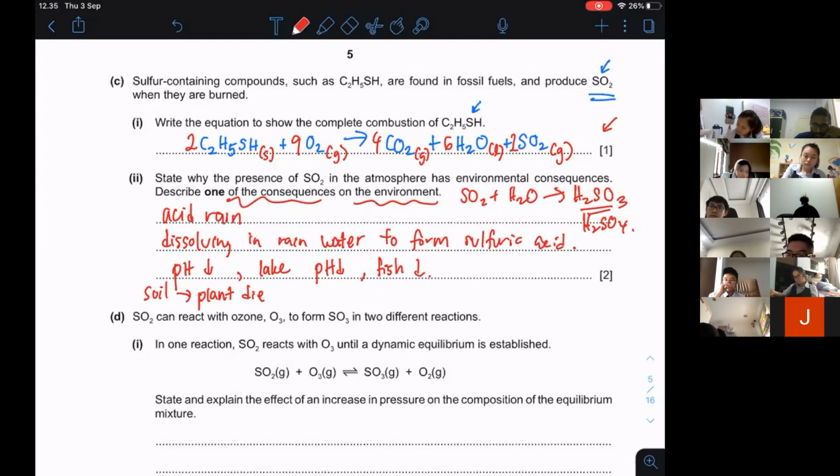Make sure you mention what the consequence is and how it will affect the environment. You still need to mention this in order to get the 2 marks. Some students don't mention it fully, so they lose marks.